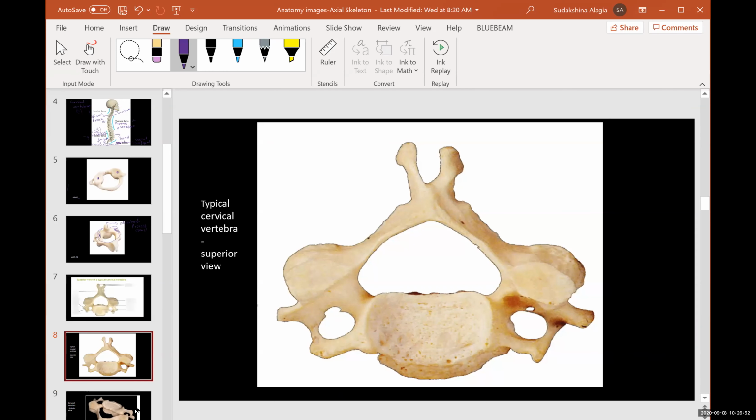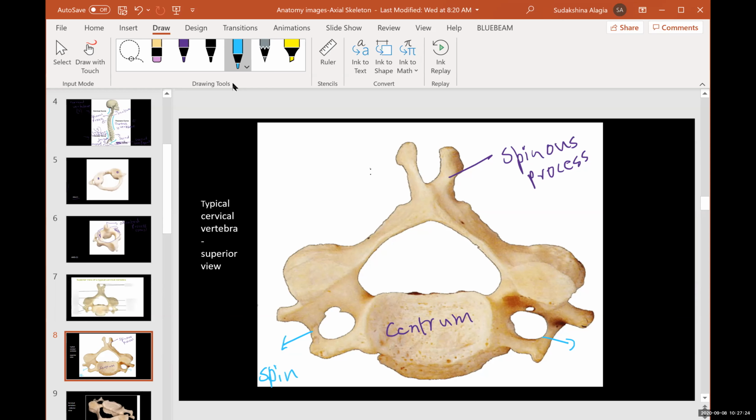Every vertebra will have a centrum. So this is the disc, centrum. This is the spinous process, this and this. I'm going to draw it in a different color maybe, that way, both of them. Plus I love colors. These two are spinous processes.